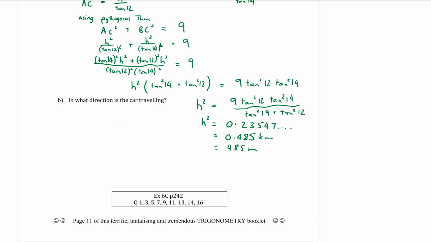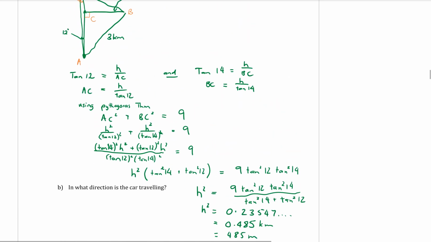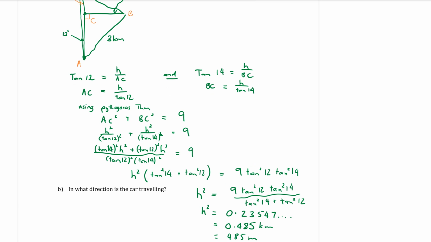Okay, there's one more part here to do, and thankfully this one doesn't take up quite as much space. Part B. In what direction is the car travelling? So back up here to our diagram. Remember, our car started here, and it is travelling over here towards B. So the direction, I need to find that angle. Okay, so I can find the bearing that I've headed off on. So let's call that theta.